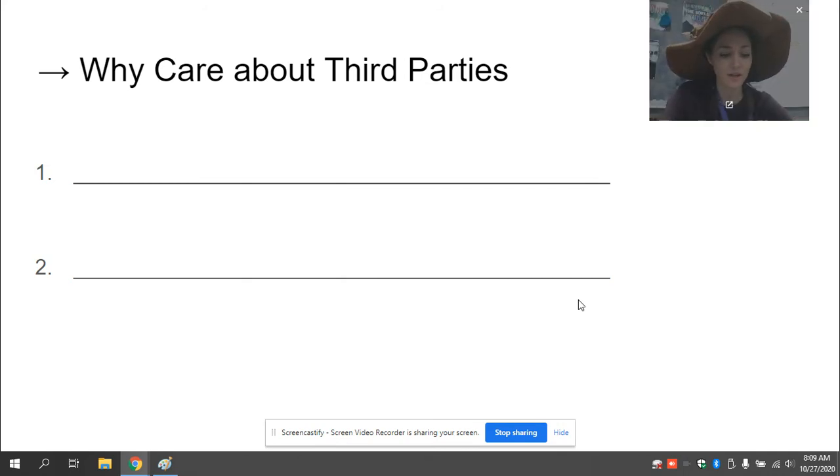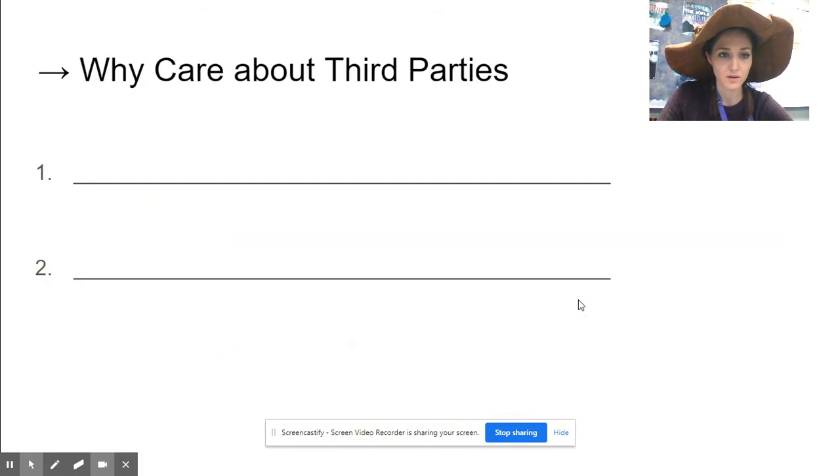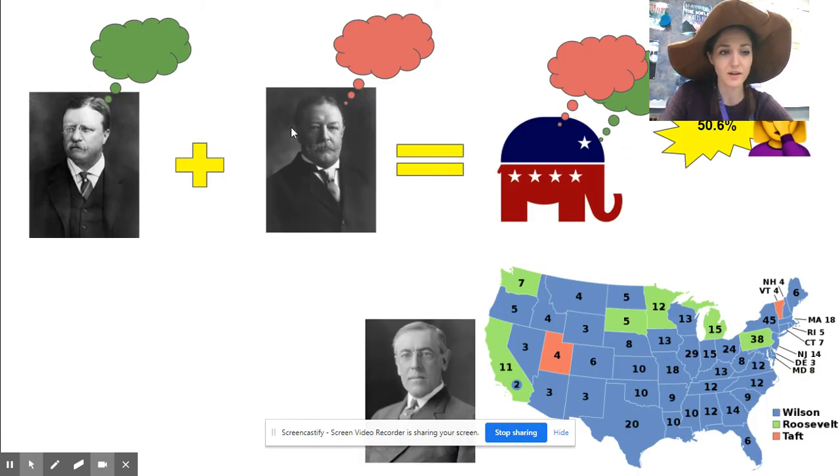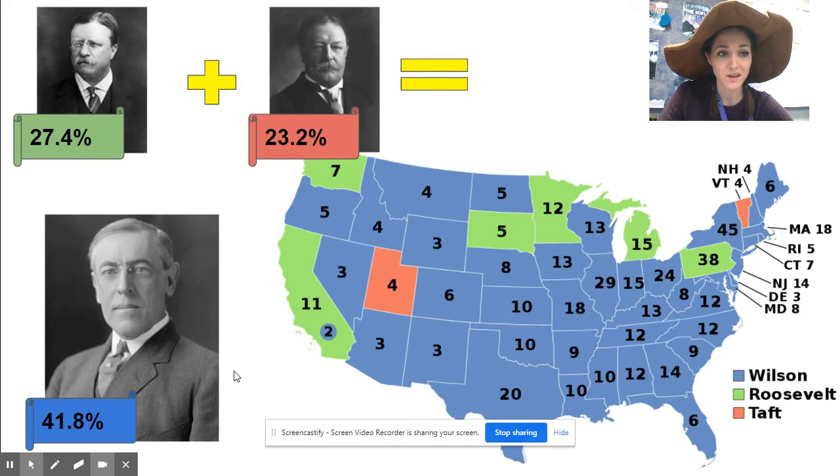So just like we saw with our story right here, when they lost the election, the Republicans decided to take some of the ideas of Teddy Roosevelt's third party because he kind of stole their votes and made them lose the election.